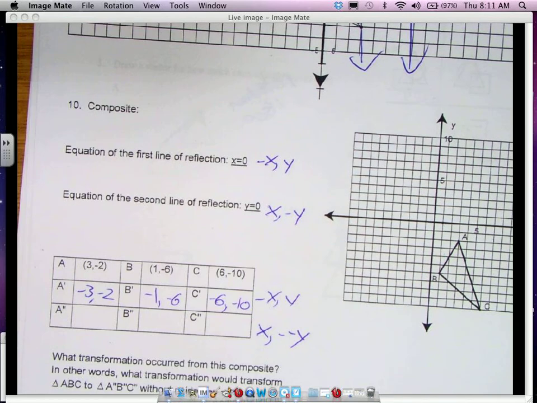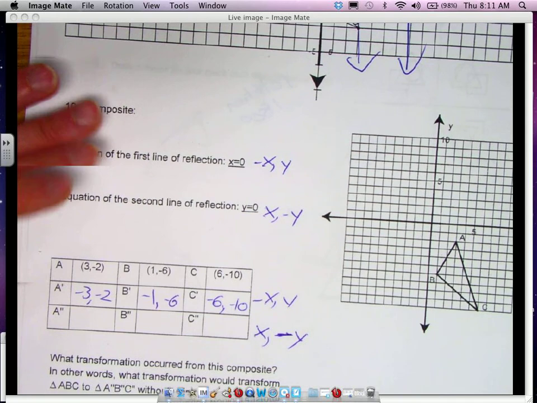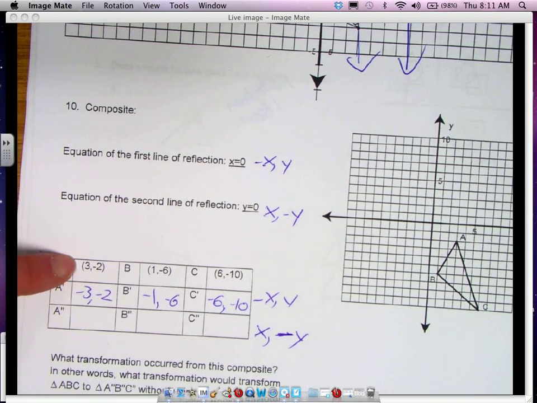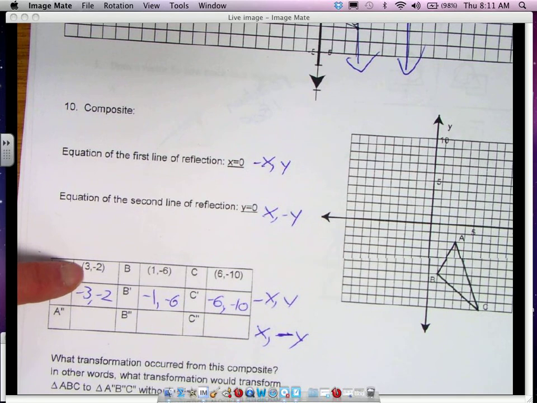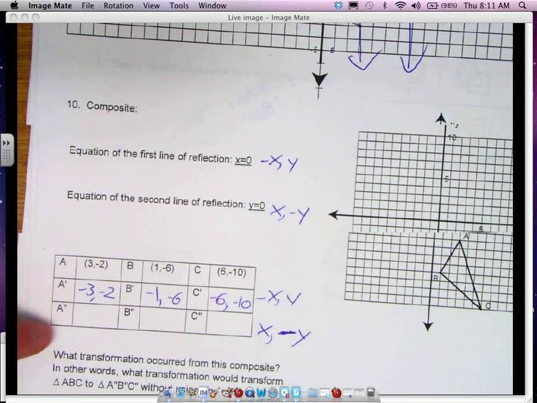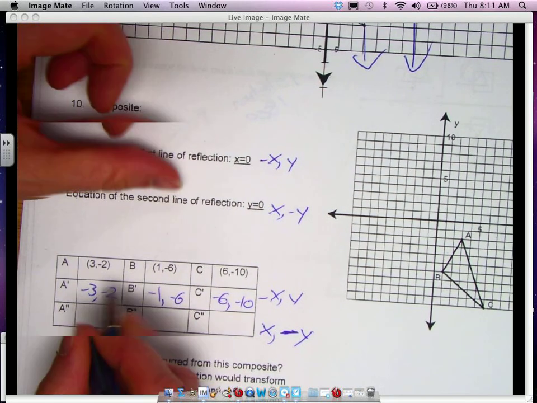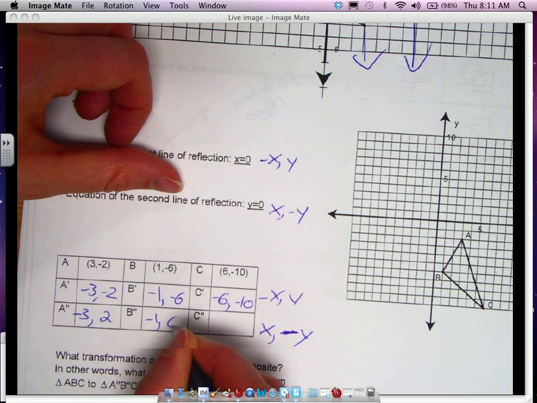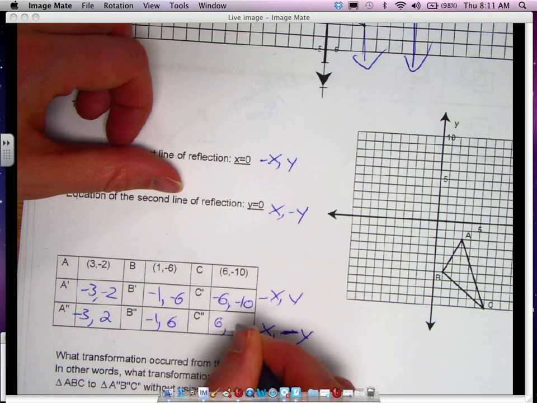The biggest mistake I've been seeing on these is people are going back to the beginning to change it. Remember, the originals go to A naught, and to go from A naught to A double naught, you have to change the ones you just did. So I'm going to keep x the same, but I'm going to change the signs of all of my y's. Okay?